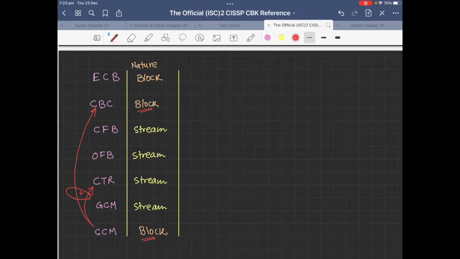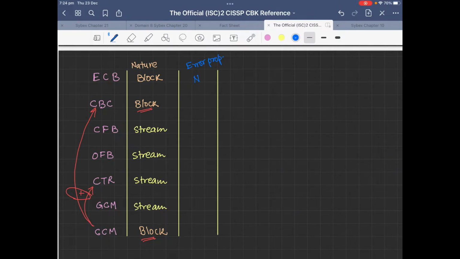Now this is nature. Now what about the other very important aspect of these cryptographic modes? Let me take another color. What about error propagation? In Electronic Code Book, there is no error propagation, because each block is encrypted using a key. So each block is different, and there is no way an error can be propagated.